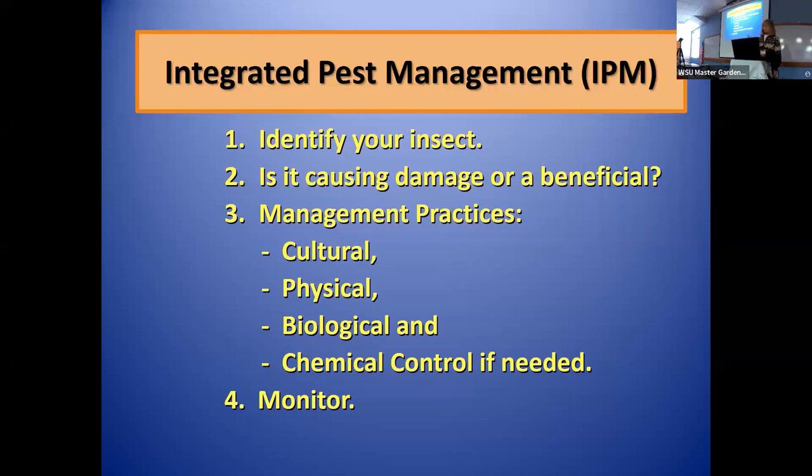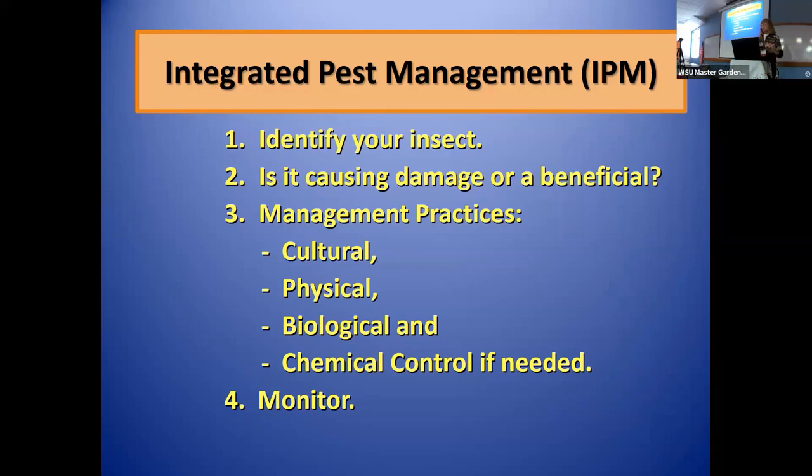So this is the process for IPM right here, and we're going to go through these different steps. So this would be kind of the framework of our talk. So identifying your insect: is it a pest or is it a beneficial? And then there are these management practices, which include these different techniques that you can do to reduce pests in your backyard orchard. So they fall into these different categories: cultural, physical, biological, and then chemical control if necessary. And then the last step is monitoring.